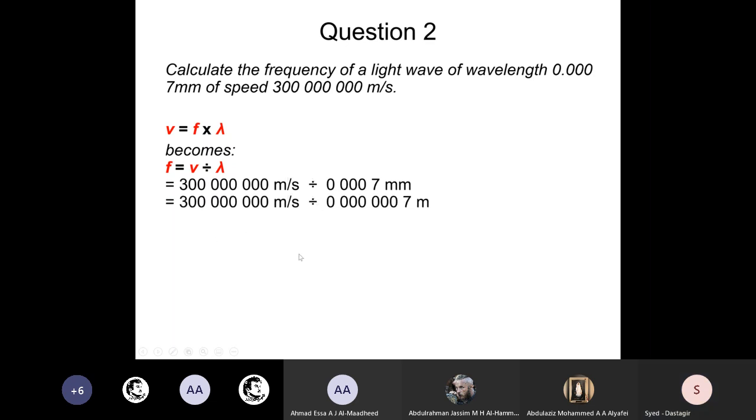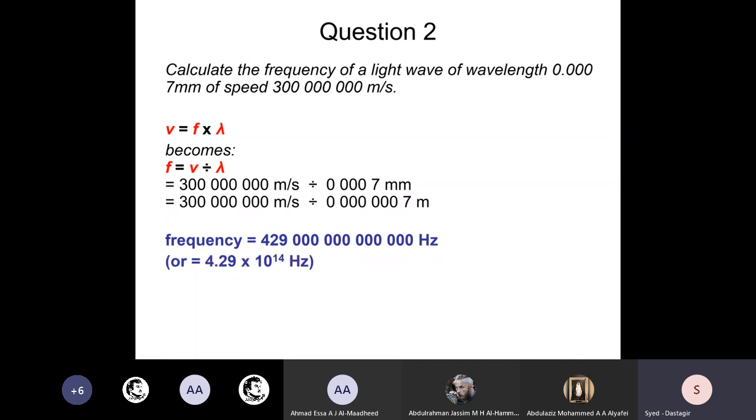However, we need to make the wavelength into meters, because remember we said that wavelength is always in meters. So from millimeters to meters, as you can see, and remember the speed is in meters per second. That's why we need the wavelength in meters. So the answer would be this. Or on your calculators, it could be 4.29 times 10 to the power 14 hertz.